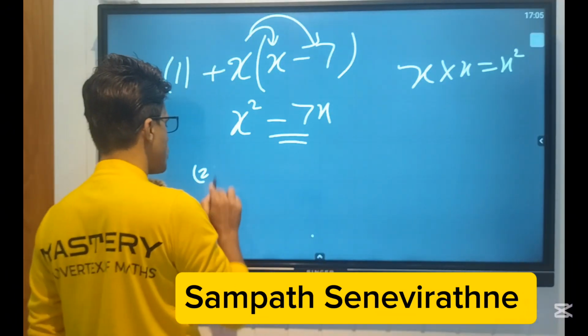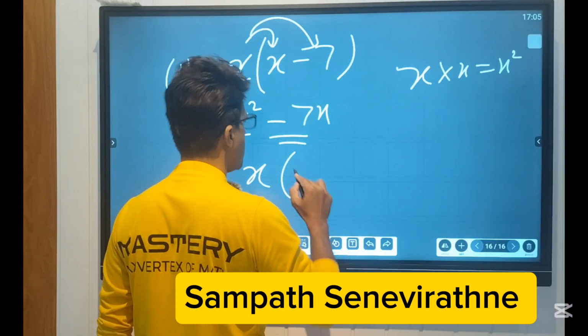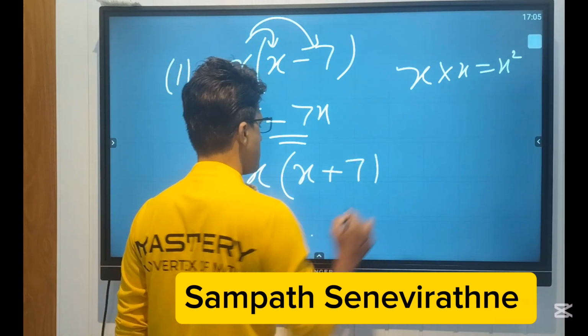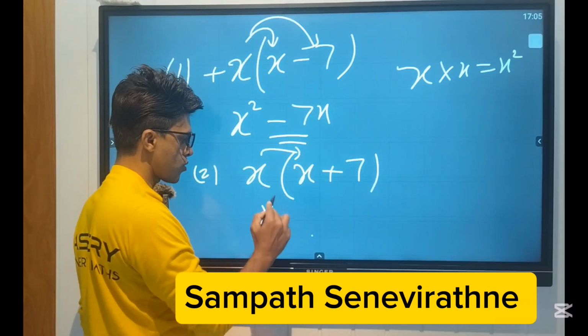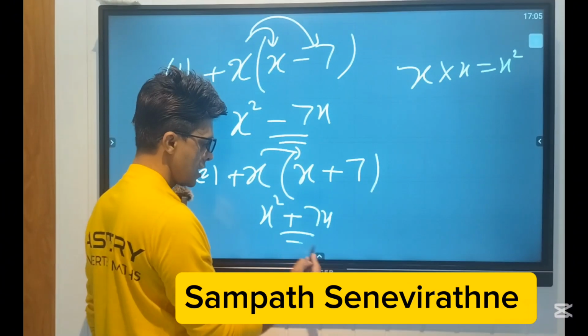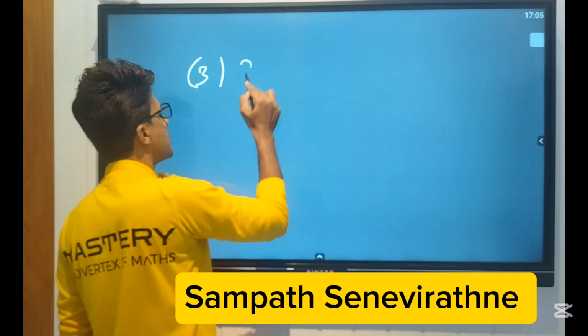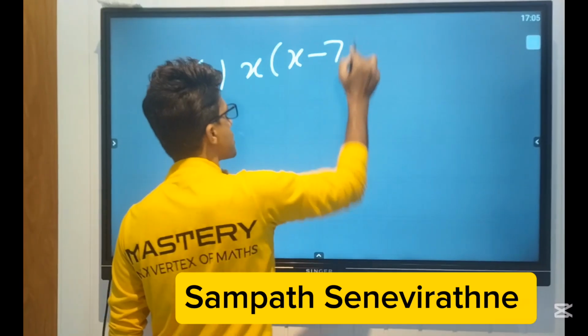Then how do you do this one? x times x plus 7. Then x into x is x squared, and here plus 7 into x is 7x. And also, how do you simplify this one? Remove the bracket and simplify.